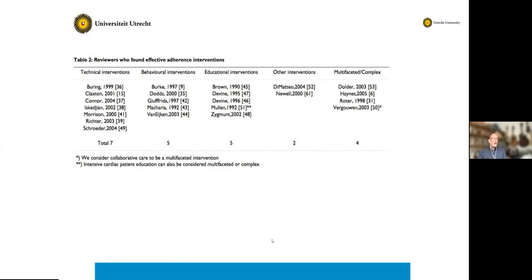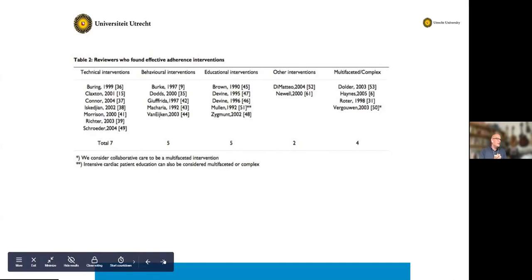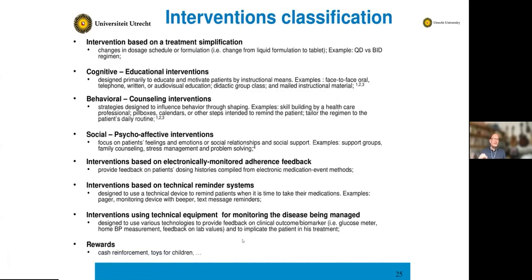Well, this is an overview in a review of reviews we did, looking at all types of interventions that were effective, and these were listed in different groups: technical, behavioral, educational, and other. And in the next slide, we have a list of all of these interventions. Those based on treatment simplification, so changing the dosage schedule or formulation or polypills or even 3D pills. Cognitive interventions, so educational interventions, educating, motivating patients by giving them better instructions.